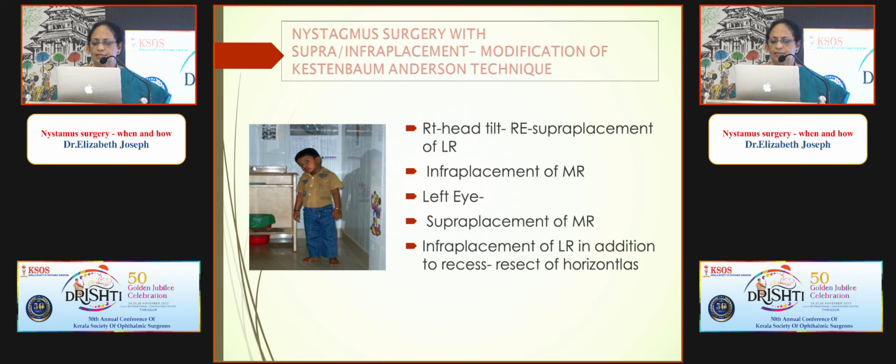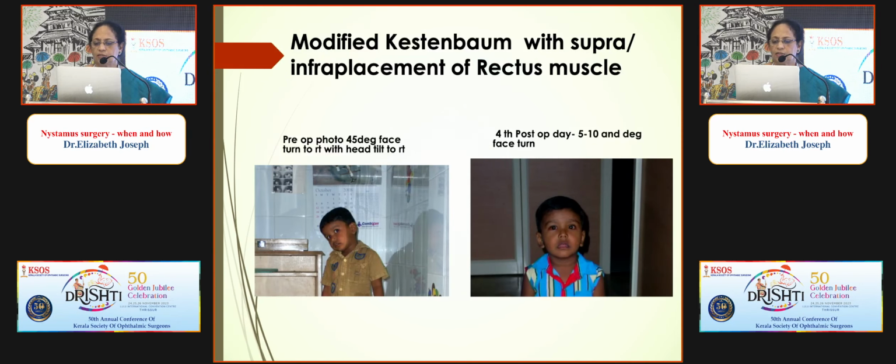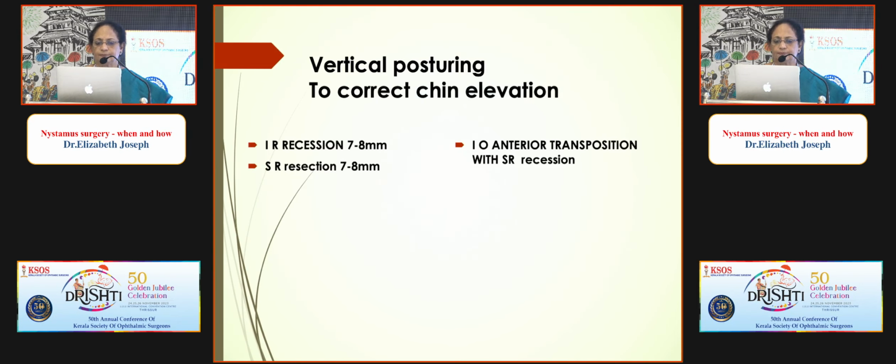So what I did is a supra placement of the right lateral rectus, infra placement of the right medial rectus, and in the left eye, supra placement of the medial rectus and infra placement of the lateral rectus, in addition to the recess-resect procedure as per the Kestenbaum procedure, and we could get a good result.